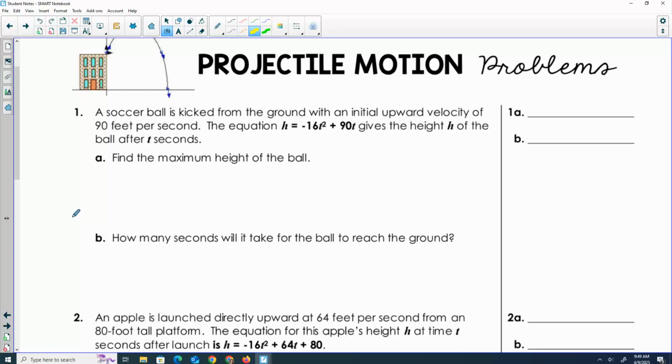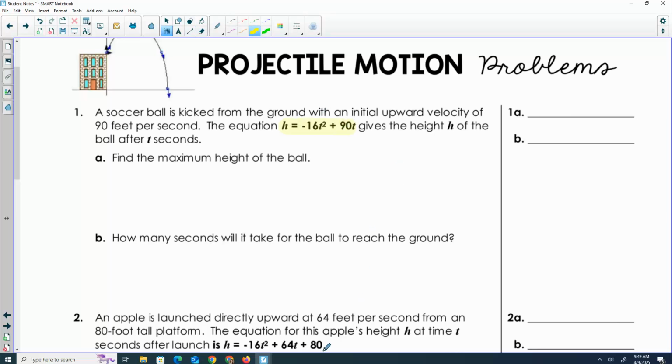Okay. Maximum. Does anybody know what maximum means? The most it can be. All right, so let's talk about the easiest way to do this problem. It gives us a lot of other information, but all I really care about is that it gave me an equation.